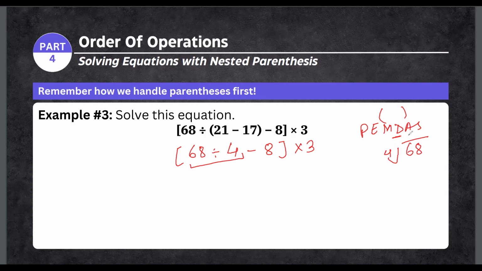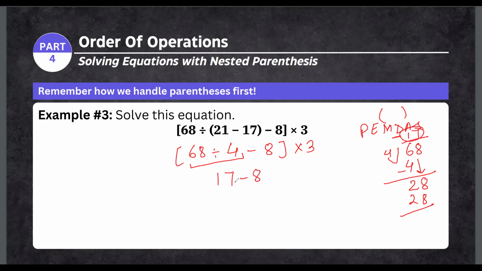This is your long division method. 4 times 1 is 4, so we are left with 2 and we bring down 8. 4 times how much is 28? 4 times 7 is 28. So my answer is 17.